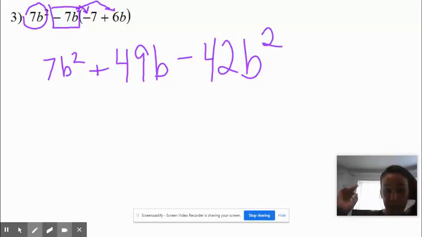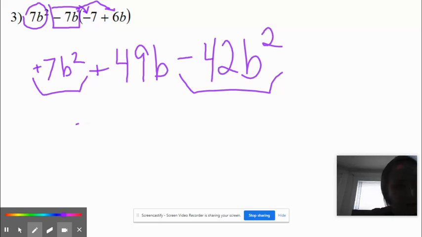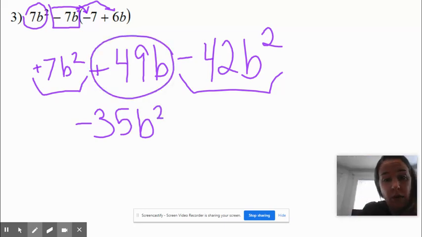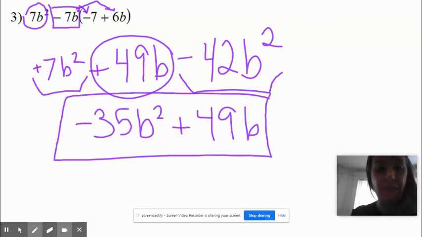So now we're going to look at combining like terms. The b squareds are like terms with other b squareds. So we've got this guy and this guy, and we're just going to kind of do what it says. This is a positive 7. This is negative 42. So 7 minus 42, negative 35b squared. And then this guy, we have nothing to combine him with. It just comes down. And that there would be your final answer. Negative 35b squared plus 49b.